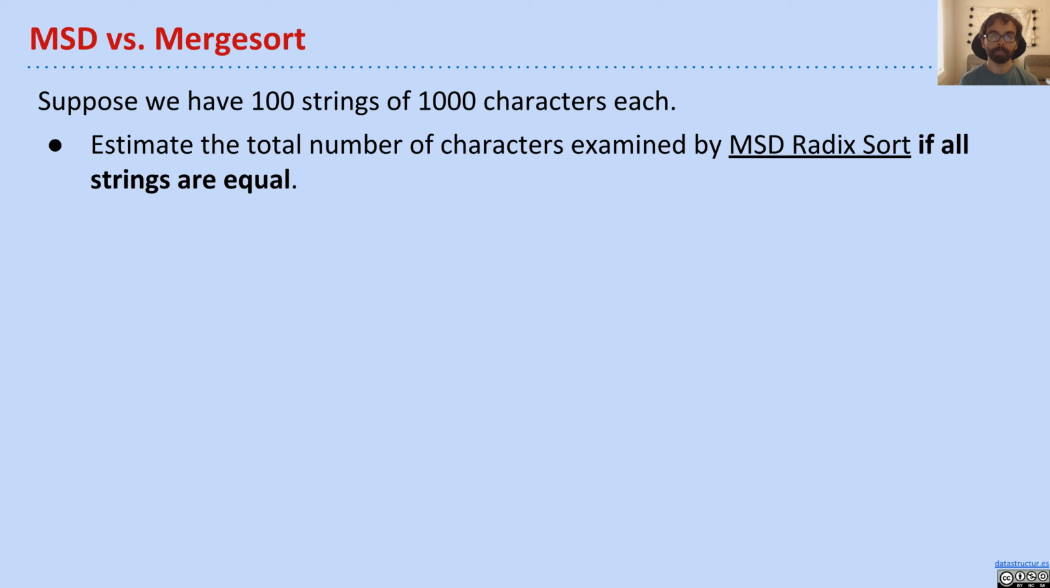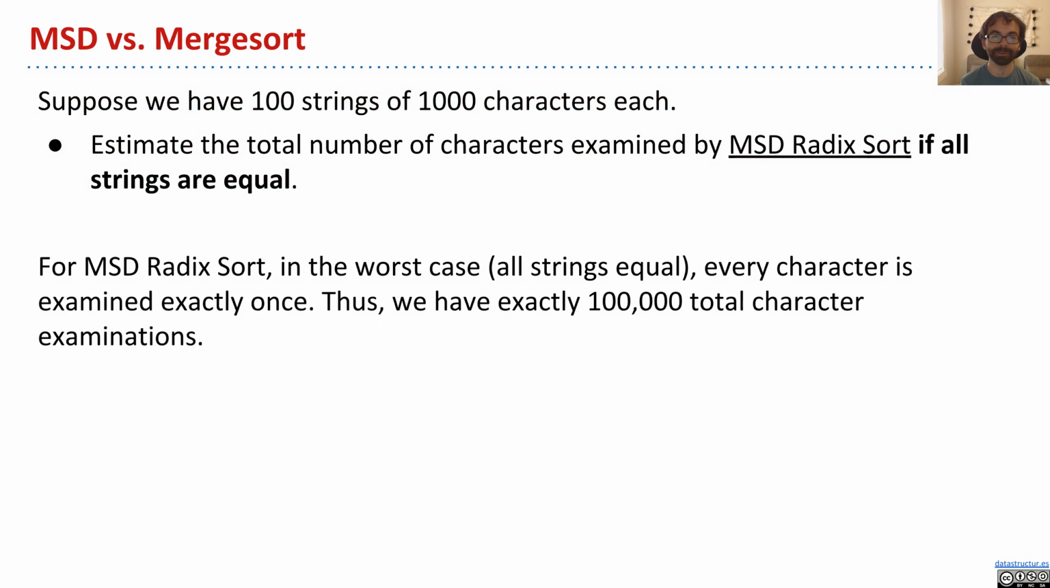Okay. So this one actually turns out to be a straightforward problem. Maybe the way it was stated was not straightforward, but for MSD radix sort, in the worst case where all strings are equal, every character will be examined exactly once. So you do a counting sort on the most significant digit, and each of those characters gets examined once. Then, when we move to the next column over, or the second character, we do a counting sort on that, and so forth. And so overall, we will do a total of 100,000 character examinations. Okay, so that's MSD radix sort. The cost, in terms of our cost model, is 100,000 character examinations, or charAt calls.